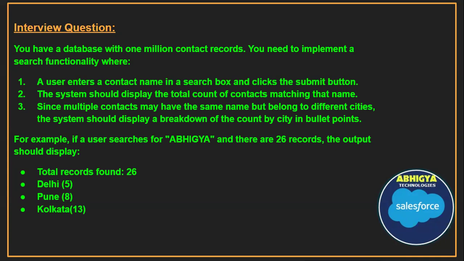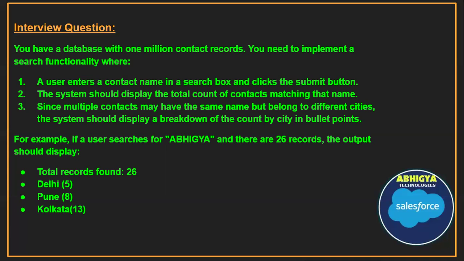In the database we have around 1 million contact records, so we have to implement some search functionality here. A user can enter a name in the search box and click on the submit button. The user can enter the contact name, like Abhiram or Abhigya, or some different names. Once we enter the name, we click on the submit button.